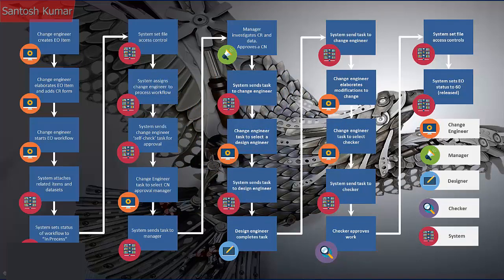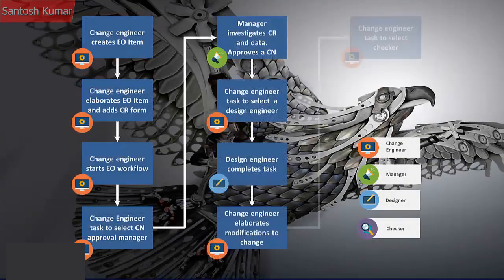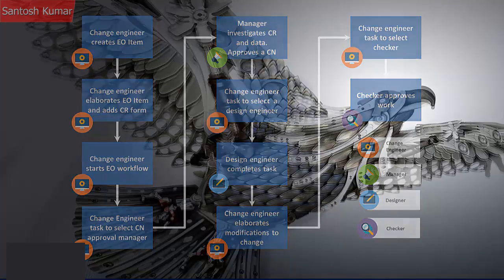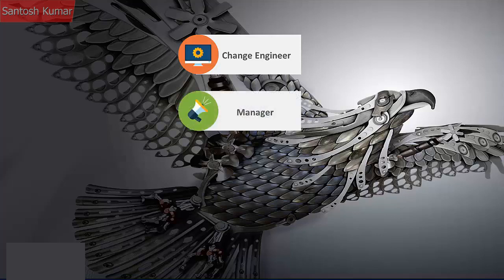To simplify the story, I will remove the actions taken by the system. The first person involved in this presentation is the change engineer. He is responsible for assembling the information and creating the change request. Throughout the workflow, the system will task the change engineer to update the engineering order item or to select other participants. The manager will review the change request and, if acceptable, approve the task and create the change notice.